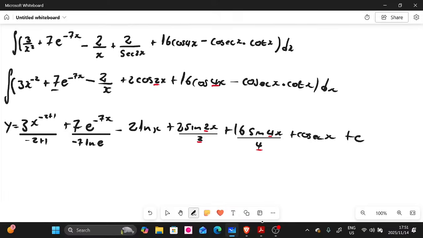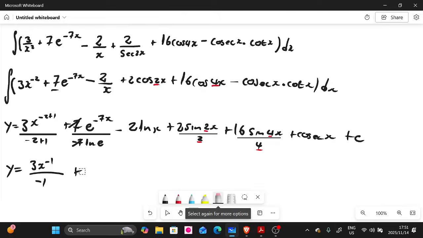But don't leave your answer like this. Try to leave your answers with simplified version and positive exponents. So let's look at the first term. The first term, we have 3x, right? Negative 2 plus 1 is going to give us negative 1. Then divide by negative 1, right? And then plus. Let's look at this. We have negative 7 divided by 7. This is actually going to become a negative, not positive, right? It's going to become negative.